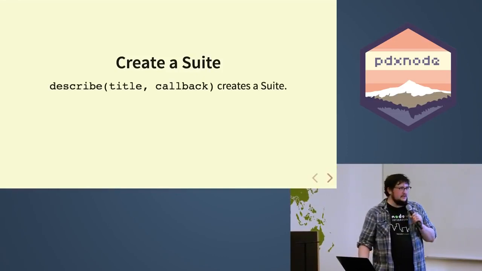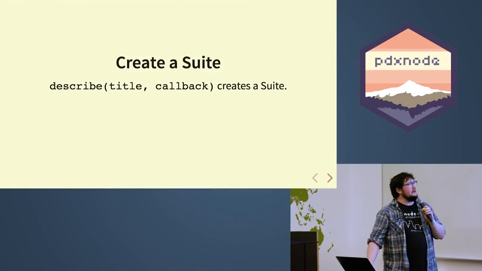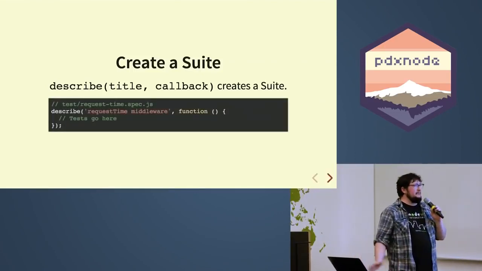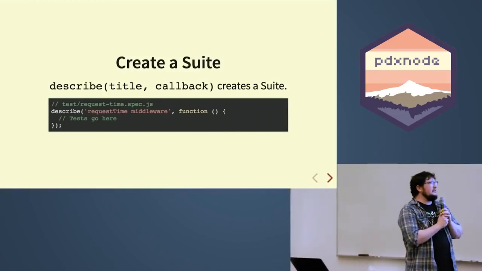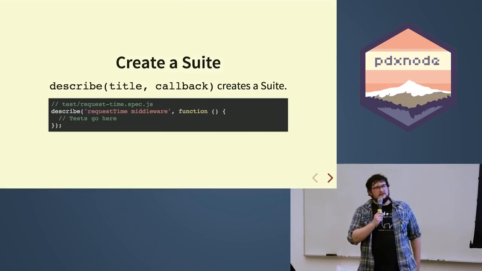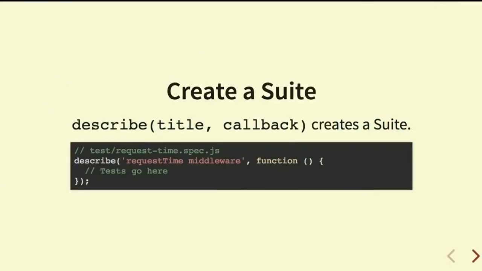We use a function called describe to create a suite, and you give it a title and a callback function, and the callback is the body of the suite. The title is basically this logical organization, whatever makes sense to you. You can nest the hell out of these things or not. It's up to you. But since we're going to write a test for the request time middleware, that's what we're calling the suite. Ostensibly, we would have more than one, but in this talk, we do not.